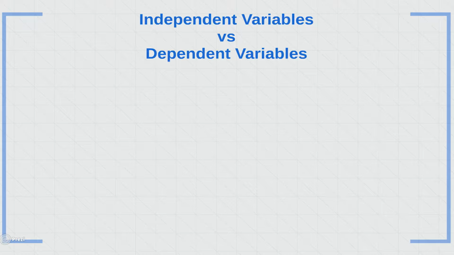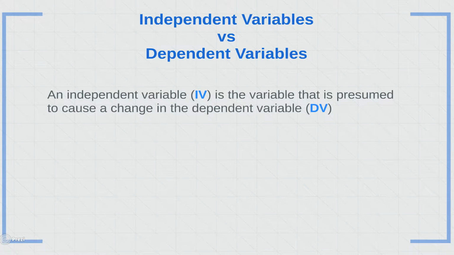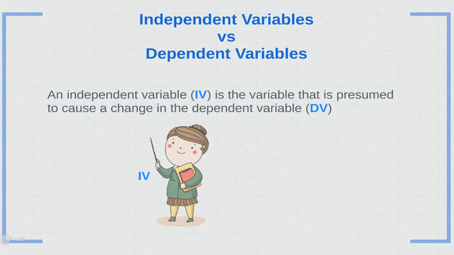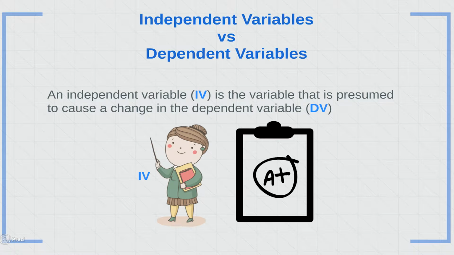What is the difference between independent and dependent variables? An independent variable, IV, is the variable that is presumed to cause a change in the dependent variable, DV. An example of an IV is teaching method and a DV is academic performance. The IV, which is teaching method, can be manipulated, that is, divided into discussion method and lecture method.